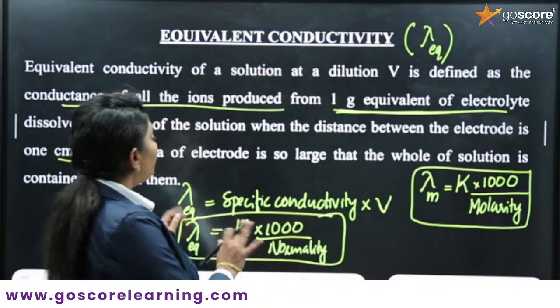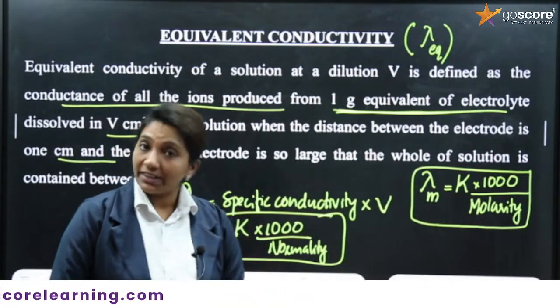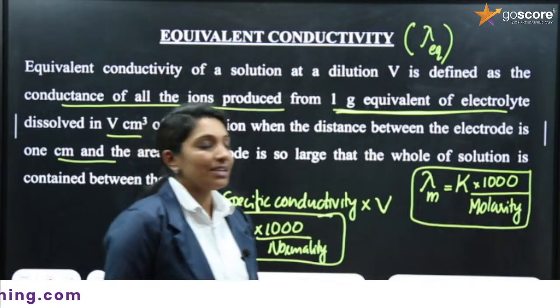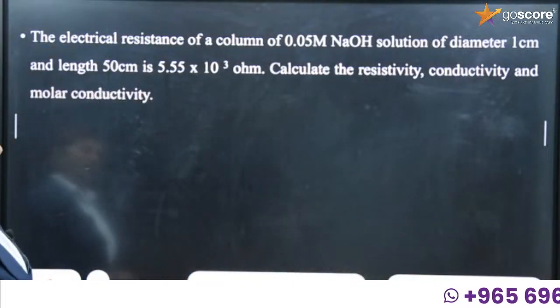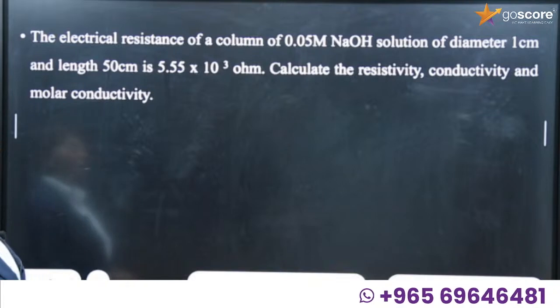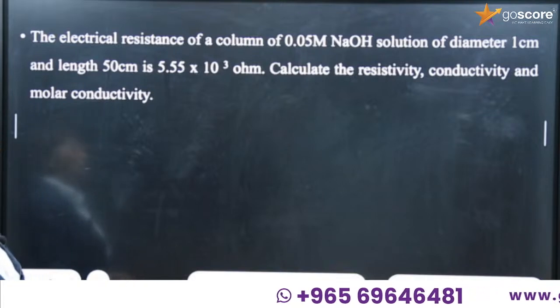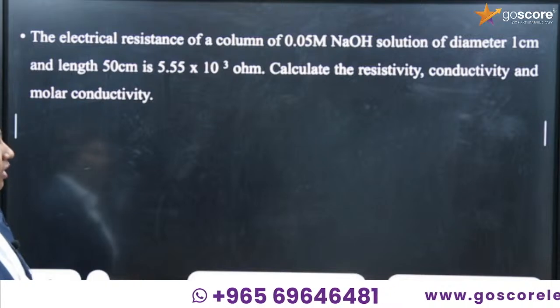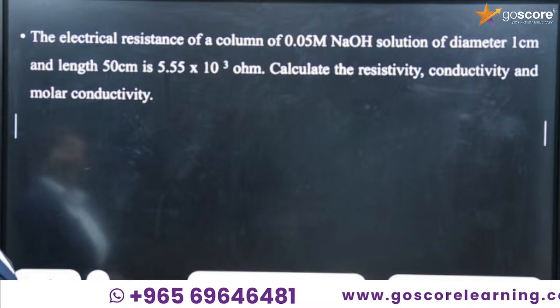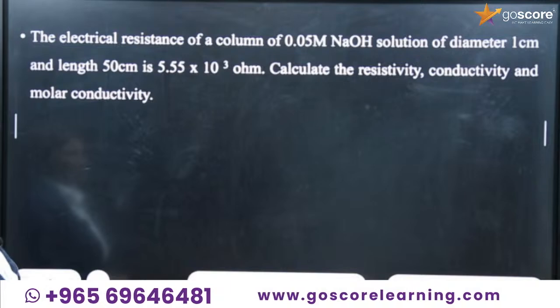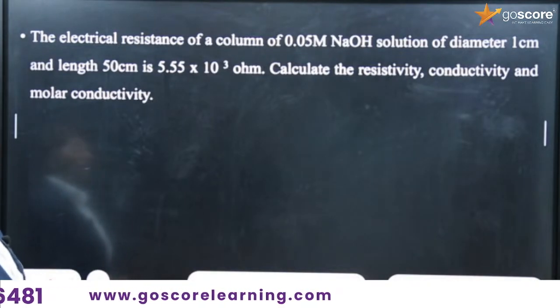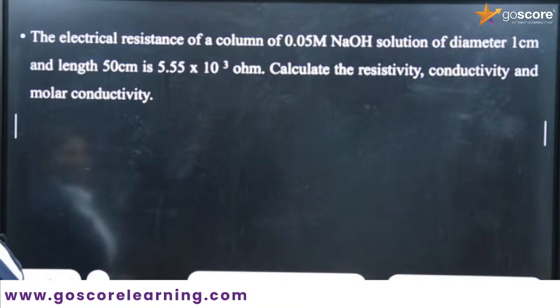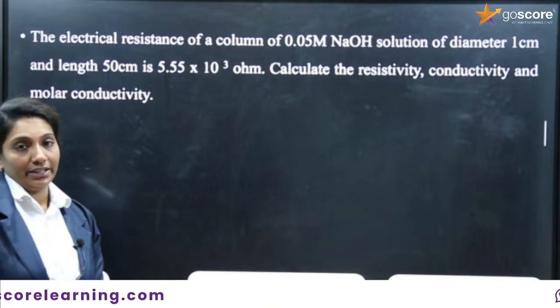I hope equivalent conductivity and molar conductivity are clear for you. Now let's see a simple numerical based on resistance and conductivity. The electrical resistance of a column of 0.05 molar NaOH solution of diameter 1 centimeter and length 50 centimeter is 5.55 into 10 to the power 3 ohm. Calculate the resistivity, conductivity and molar conductivity.